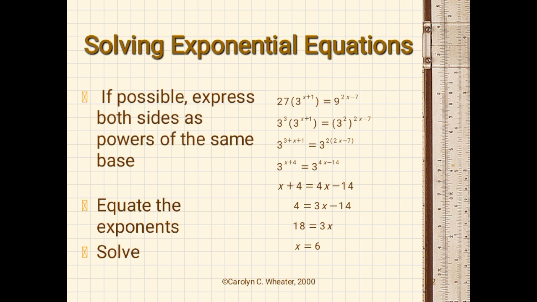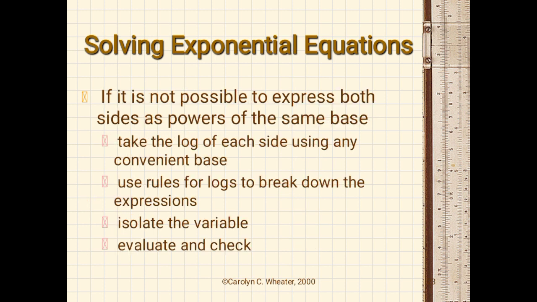Combine like terms. So 4 is equal to 3x minus 14, then 18 is combined on the other side, so 18 is equal to 3x. It is divisible by 3, so we divide both sides by 3, so x is equal to 18 divided by 3, which is equal to 6. So easy.